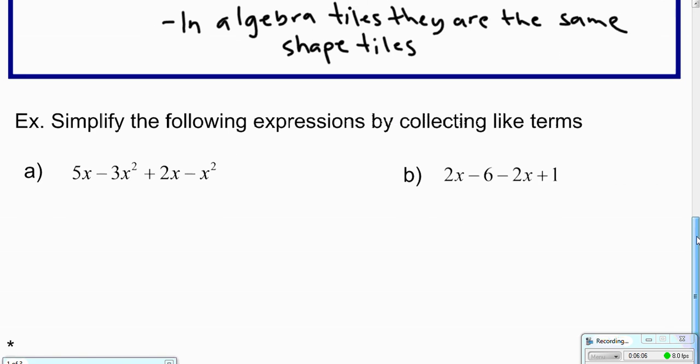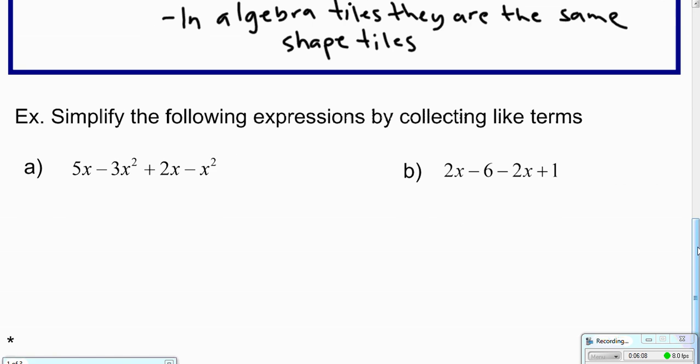Okay, so we are going to simplify by collecting like terms. So when you're simplifying, you should be making it easier, meaning there should be less terms when you're done. So when we look at this first example, we have 1, 2, 3, 4 terms. So we should have less than 4 terms. So I always start by separating the terms with the dashes so that I can see what I'm dealing with. And color coding is helpful. So I have x squareds.